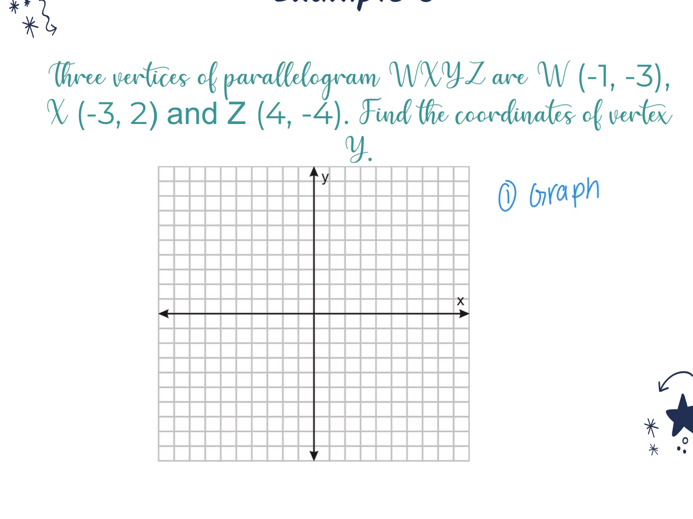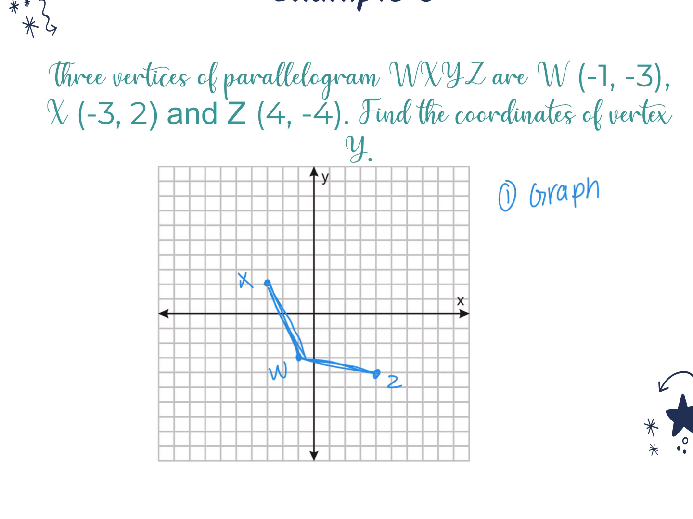So W is -1, -3, 1, 2, 3 right here. X is -3, 2, connect them. And then Z is 4, 1, 2, 3, 4, negative 4. This is what it should look like. You're missing your Y, so that's what we need to try and figure out. So first, graph what's given.